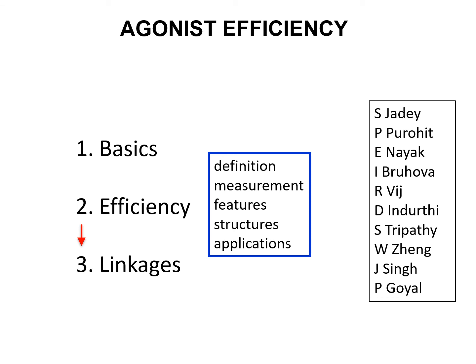So that's the end of the second chapter on efficiency, where I described the measurement, definition, features, structures, and applications. To the right are shown the people who contributed to this work. At the end of the third video, I will go into the acknowledgments in more detail. The third video is going to be about the energy linkages that undergird the correlation between affinity and efficacy.